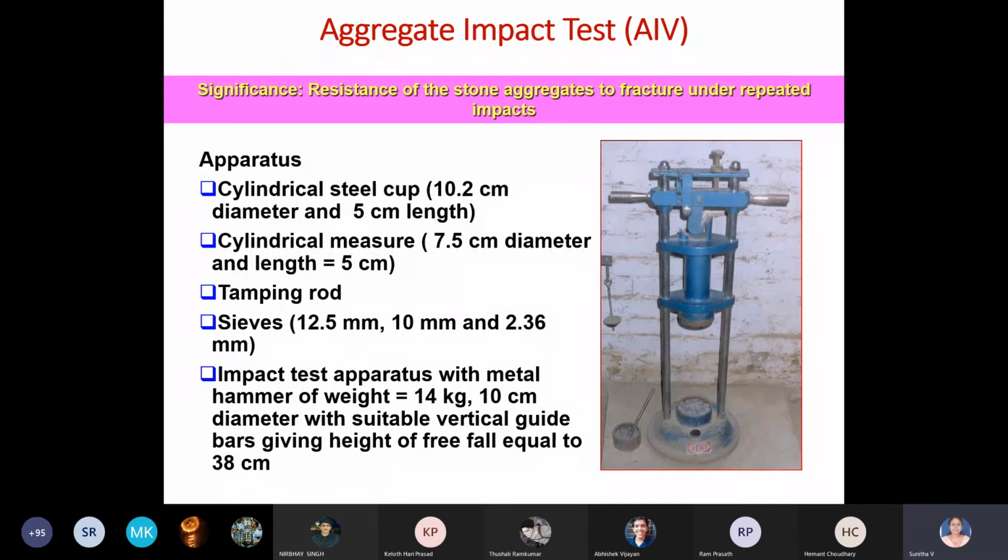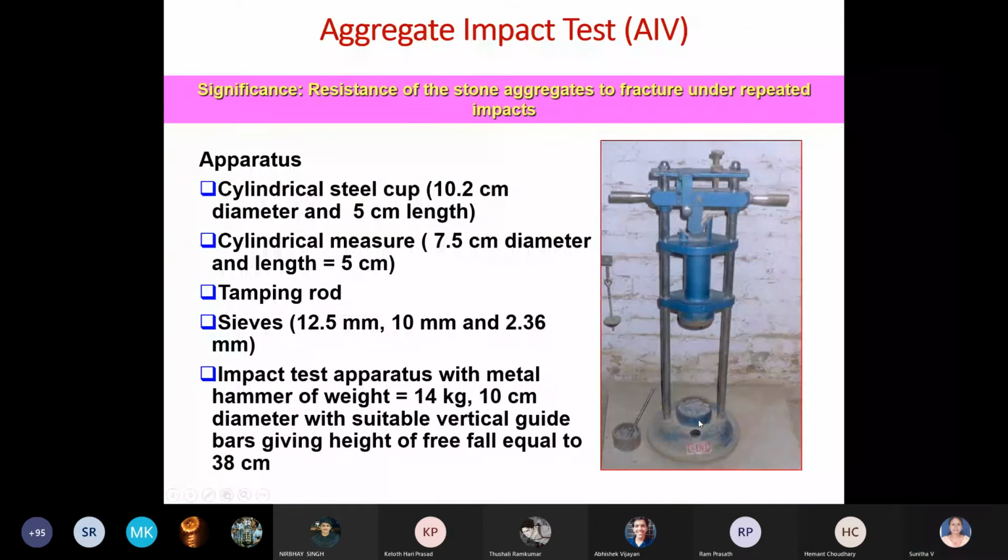And this is the apparatus you have to use for the aggregate impact test. What you're finding in this is the resistance of the aggregate to fracture under repeated impact load. You can see the equipment here. This has a cylindrical steel cup of 10.2 centimeter diameter and 5 centimeter length.